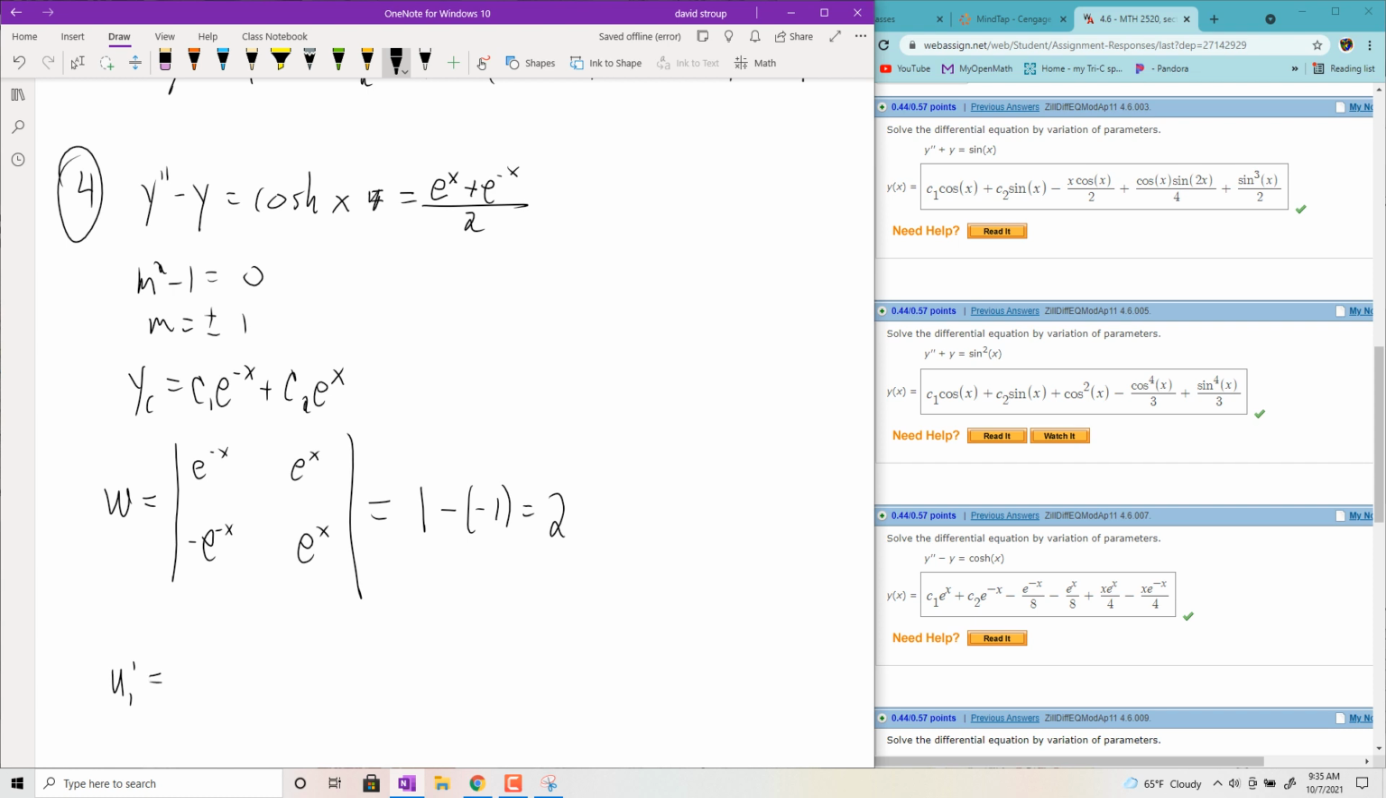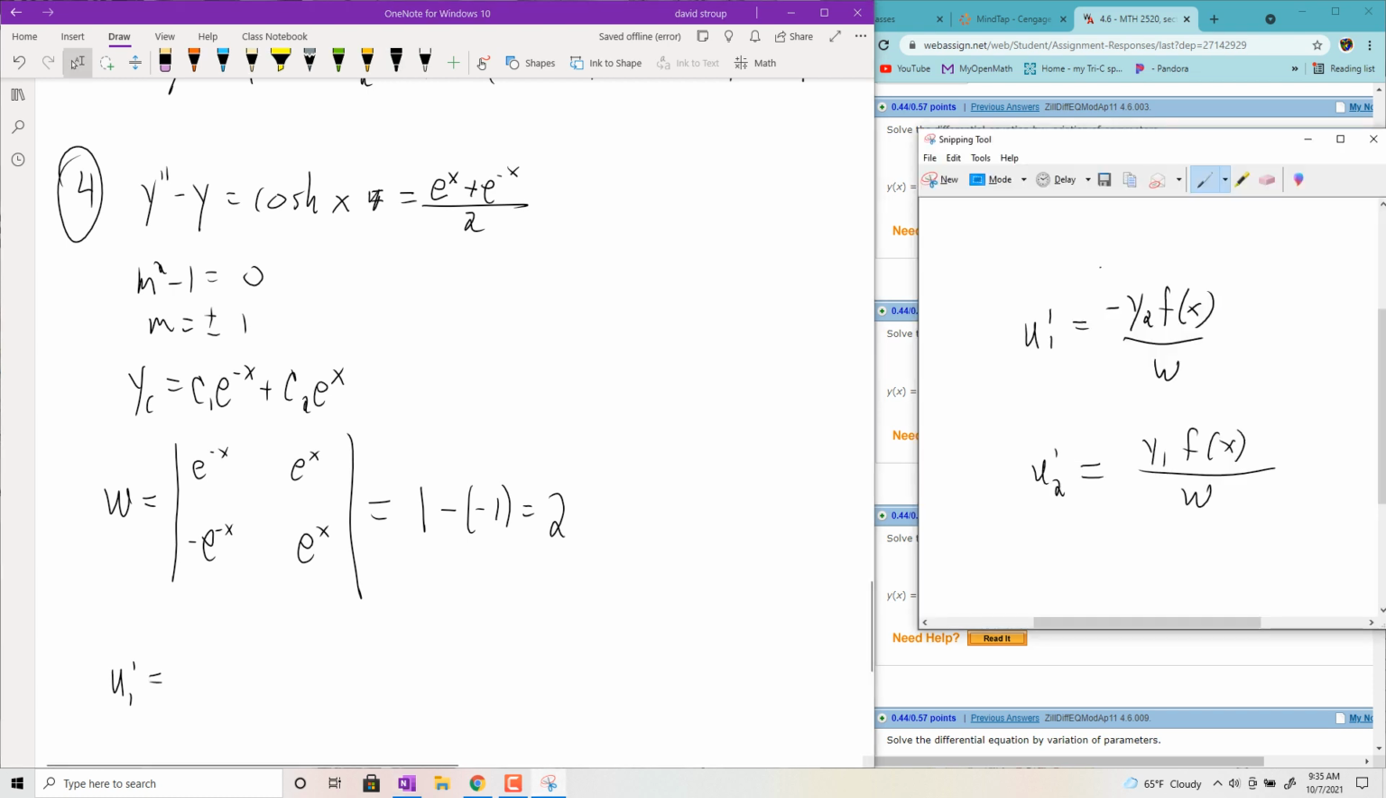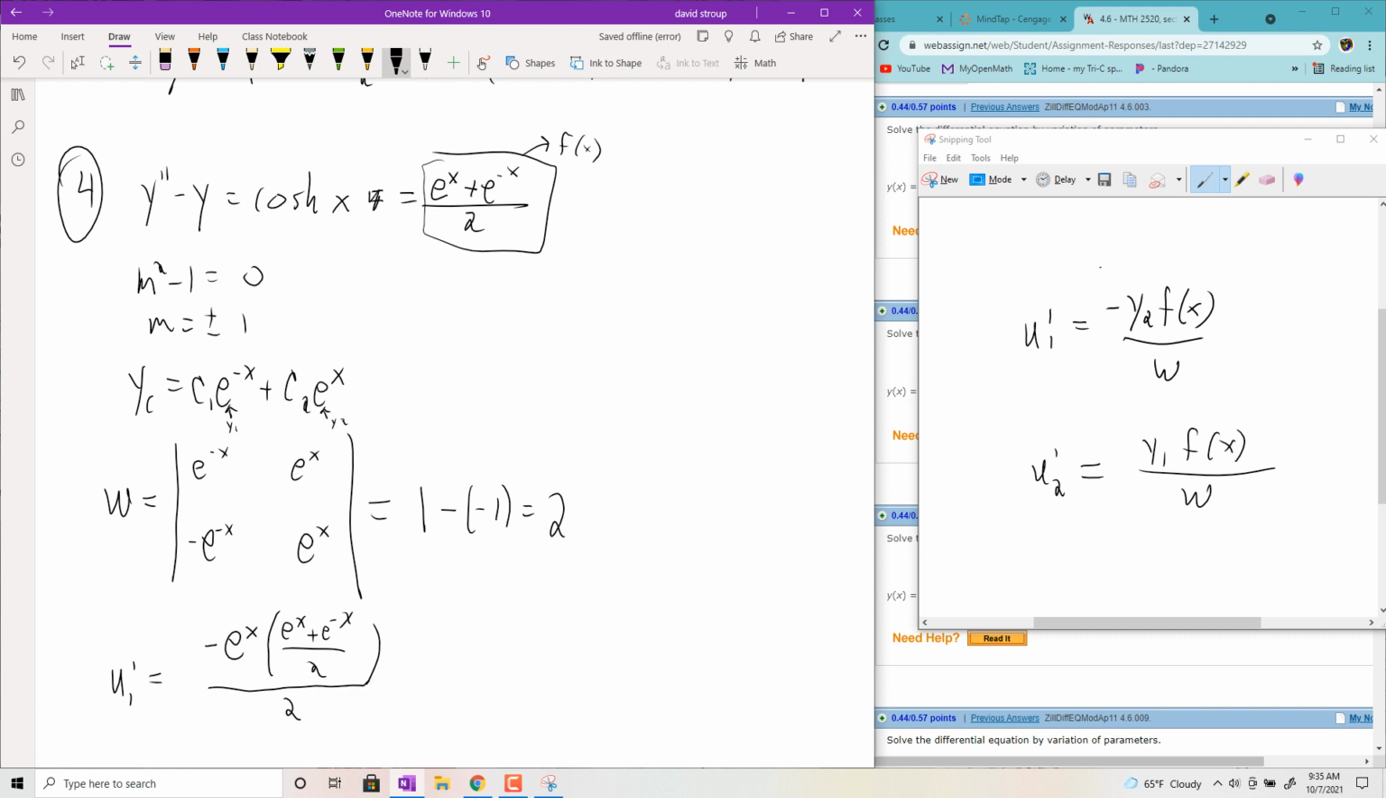Then u1 prime, where are my formulas? u1 prime is negative y2 times f of x over the Wronskian. Again, this is y1, this is y2, and this is my f of x. So y2 is just plain old e to the x, and f of x is e to the x plus e to the negative x all over 2, and then it's all over the Wronskian of 2.